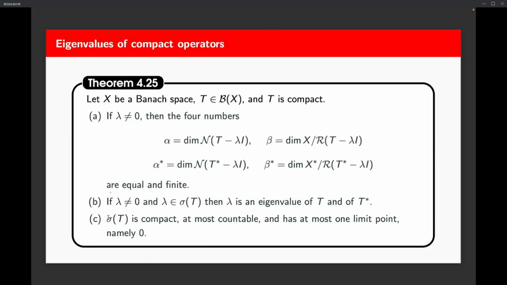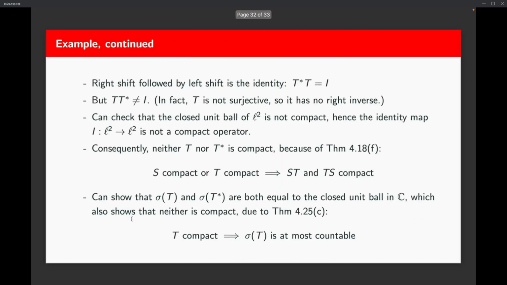What we had with compact operators is that sigma of T could at most have one point that's not an eigenvalue, namely 0. Well, here we've got an example of a non-compact operator that has no eigenvalues at all, and its sigma of T is the whole closed unit ball of C. So it's got an uncountable number of spectrum values. And that's another way to see that T is not compact, by the way.